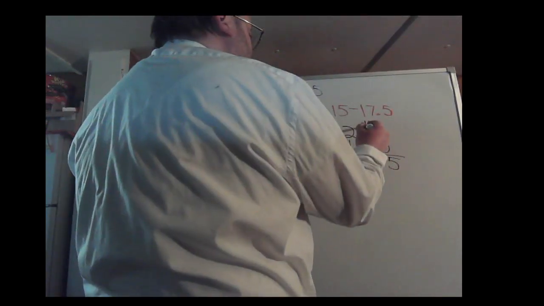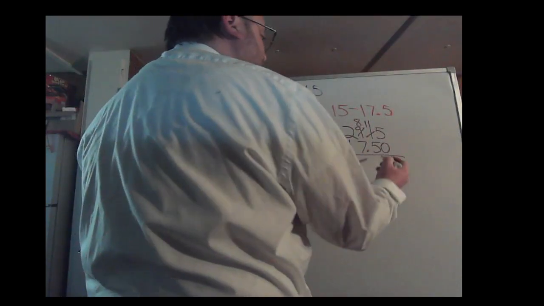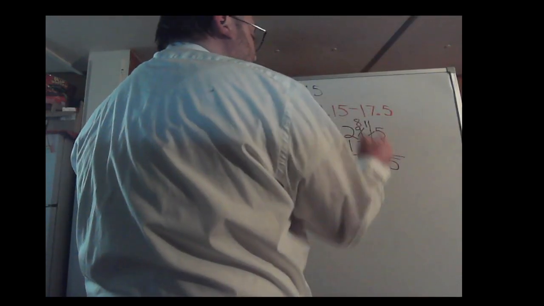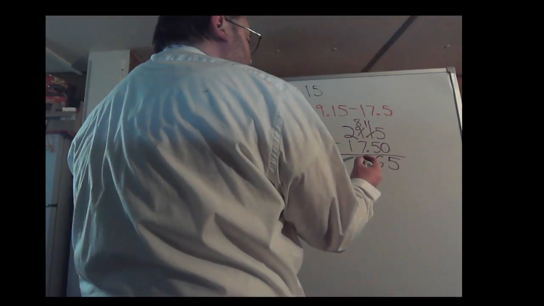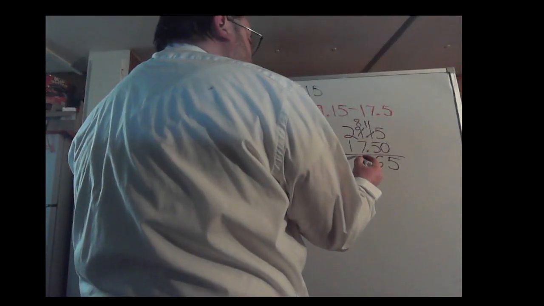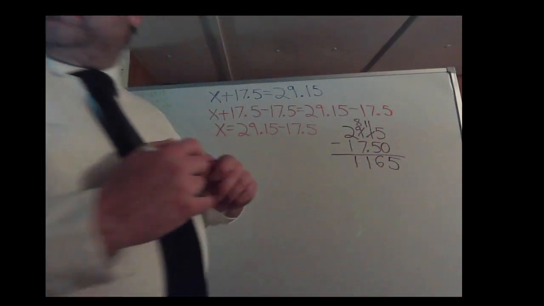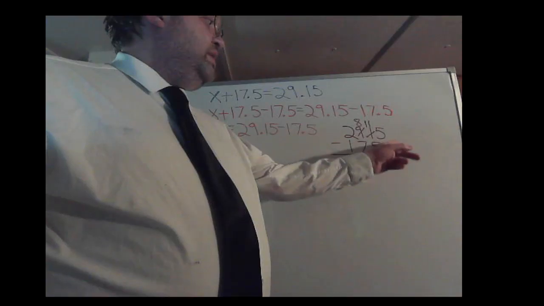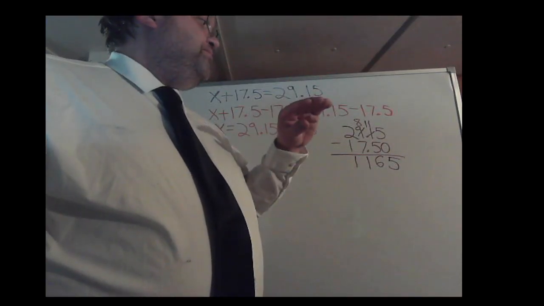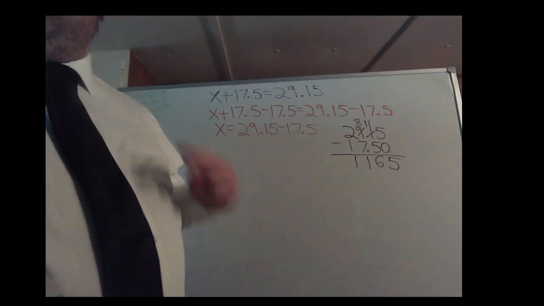5 minus 0, that's just 5. 1 minus 5 doesn't work. That's got to become 11, which means we got to borrow 1 from the 9, turning that into an 8. 11 minus 5, that's 6. 8 minus 7, that's 1. 2 minus 1, well, that's going to be 1. Now, since both terms of the equation had 2 decimal places, that means your answer has to have 2 decimal places, which would be 11.65.